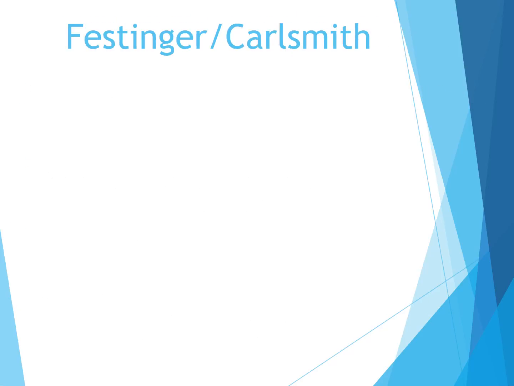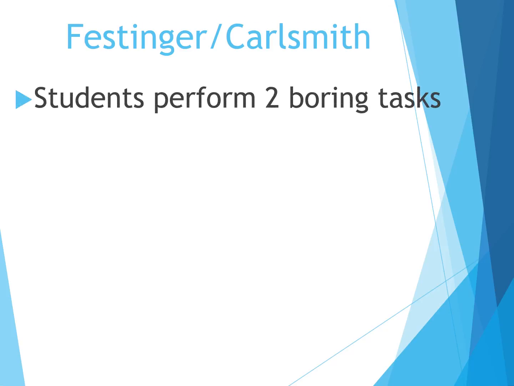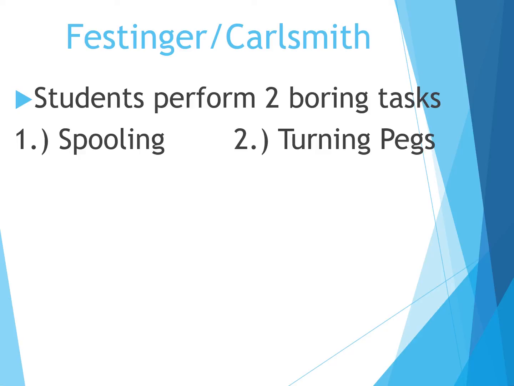To wrap up this lecture on cognitive dissonance theory, we're going to look at a study that was conducted by Festinger and Carl Smith. And what they did was they brought a bunch of students into a lab, and they had different students perform 2 boring tasks. So some of the students were assigned a task of spooling, like spooling some thread or something, and other students were assigned a task of turning pegs.